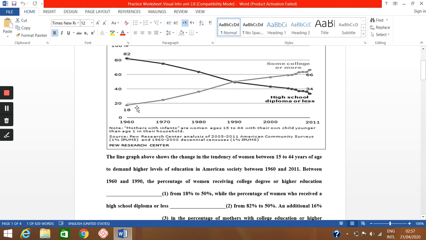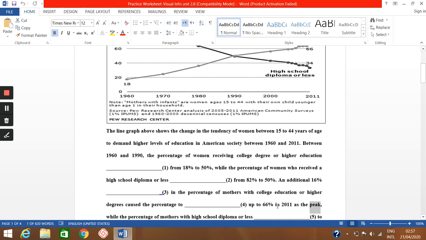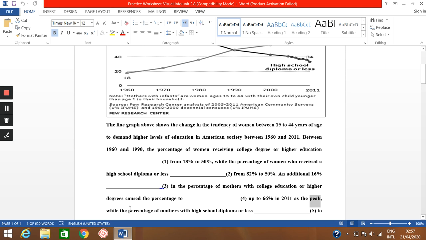That means your concentration should be on the gray box here. So from 16%, sorry, an additional 16% in the percentage of mothers with college education or higher degree caused the percentage to dash up to 66% in the year 2011. That means we need to concentrate on what was happening here.